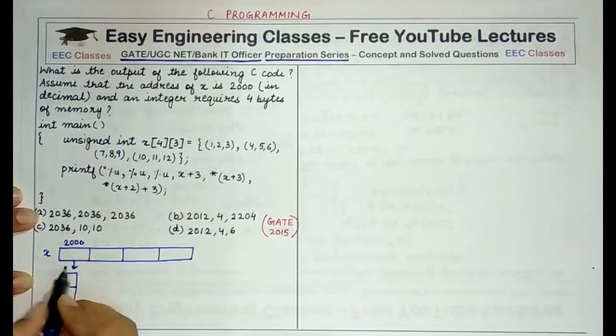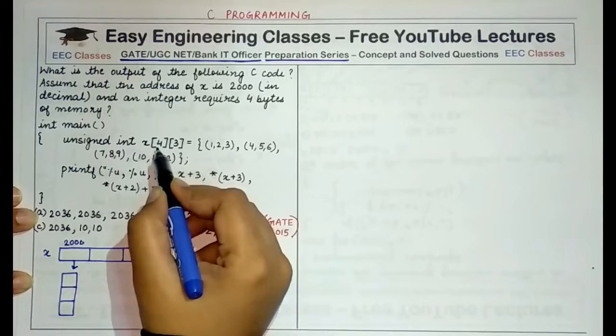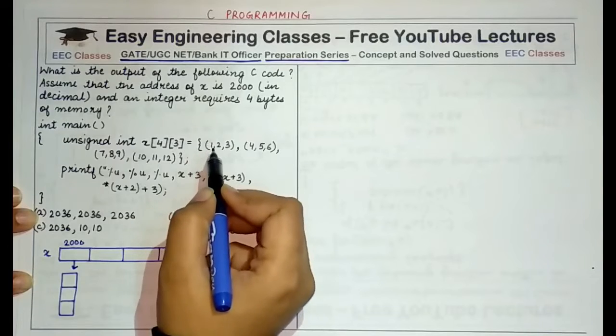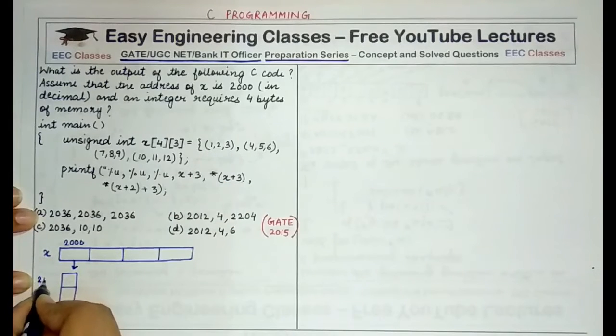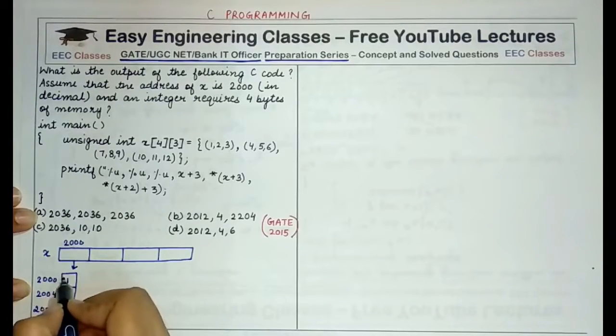The first value, that means the first value of 1 that is present in the 2D array, would have the same address as the starting address of the array. So this would be 2000 and this value would be 1, 2 and 3. Since each integer occupies 4 bytes, the next address is 2004 and then 2008. So the second value 2 would be present at the address 2004, and the third value 3 would be present at 2008. So this is the first row that I am representing.